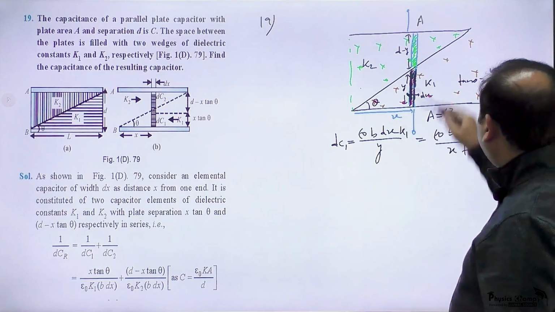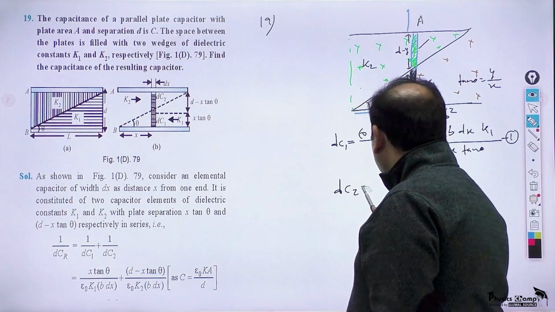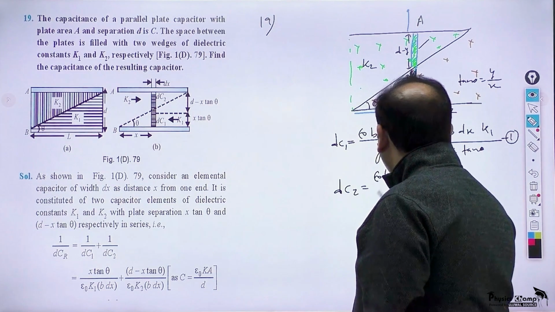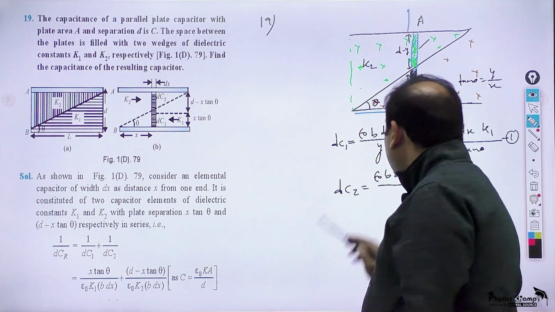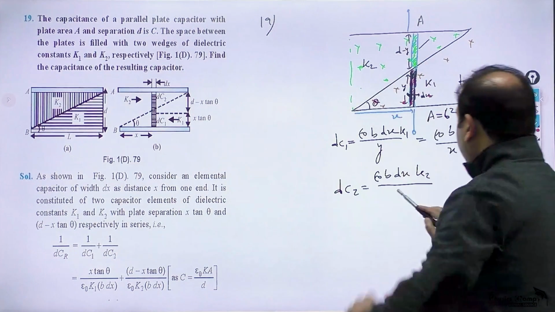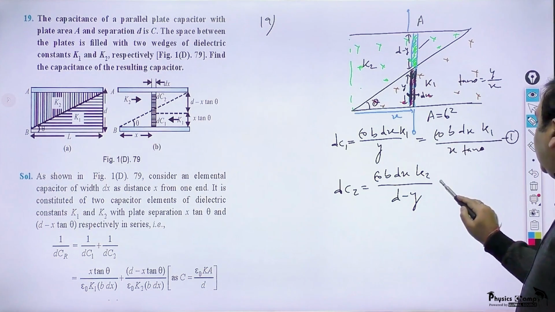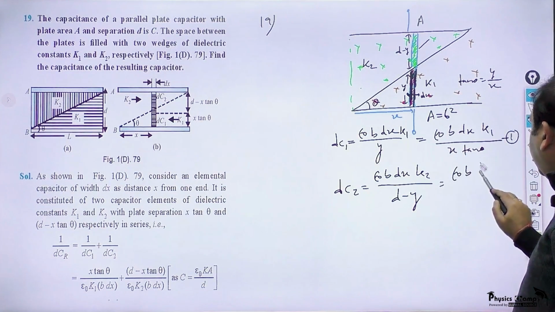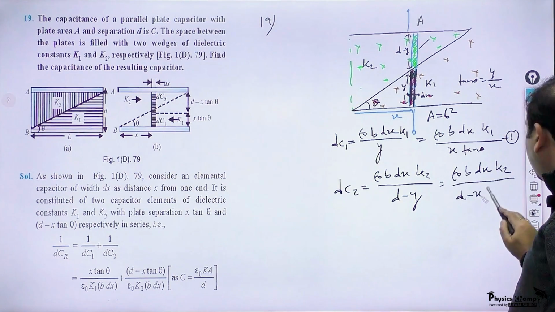Similarly, let's talk about the upper portion. For the upper portion, dC2 would be epsilon naught b dx into K2, but this gap is what? D minus y, and y is what? X tangent theta. So it will be epsilon naught b dx K2 divided by d minus x tangent theta.